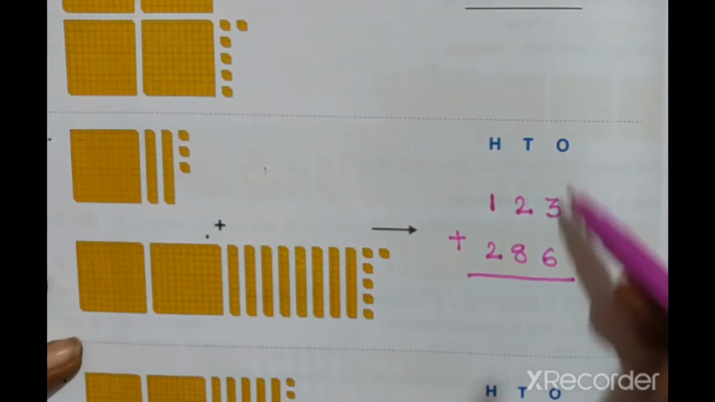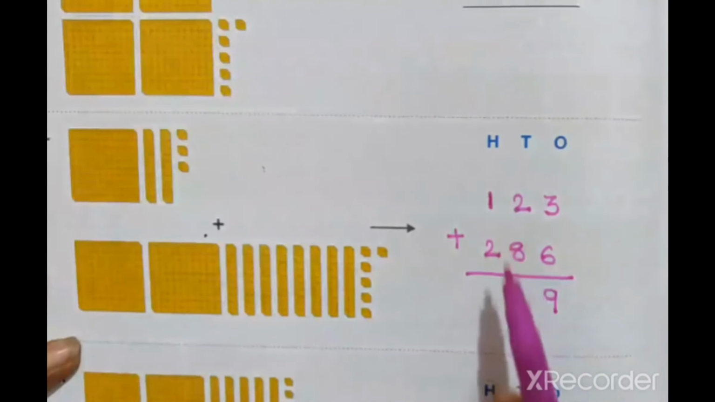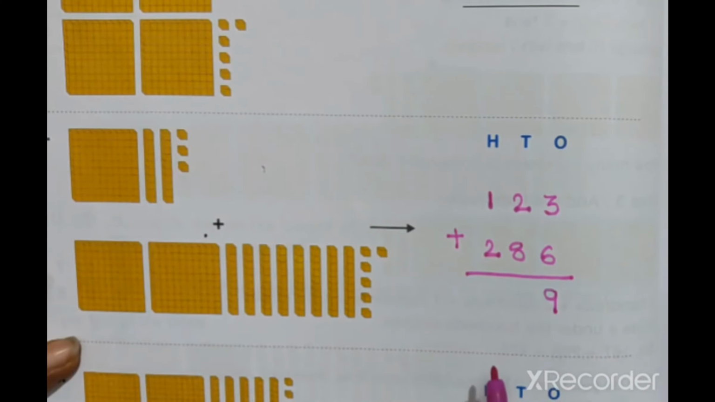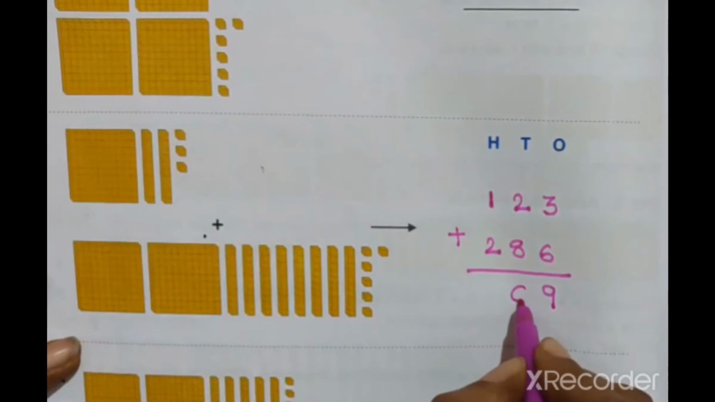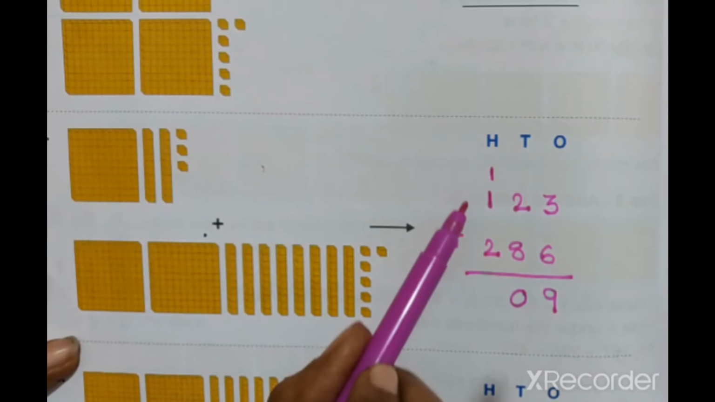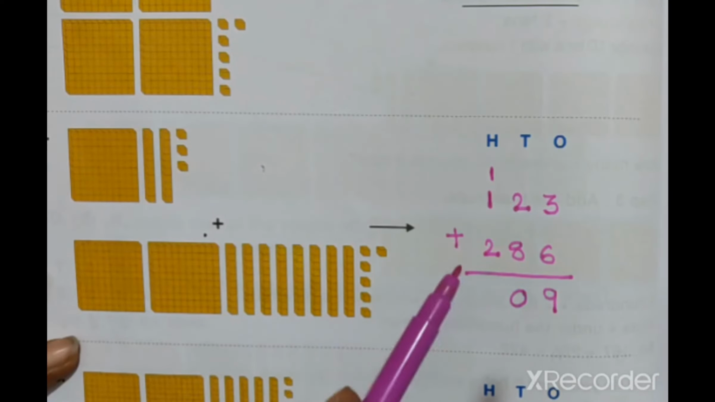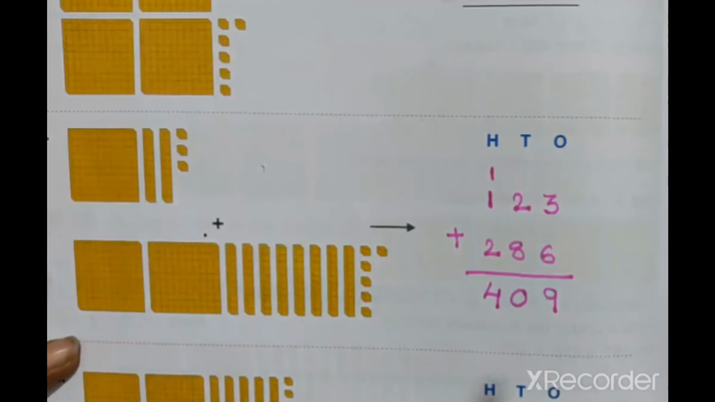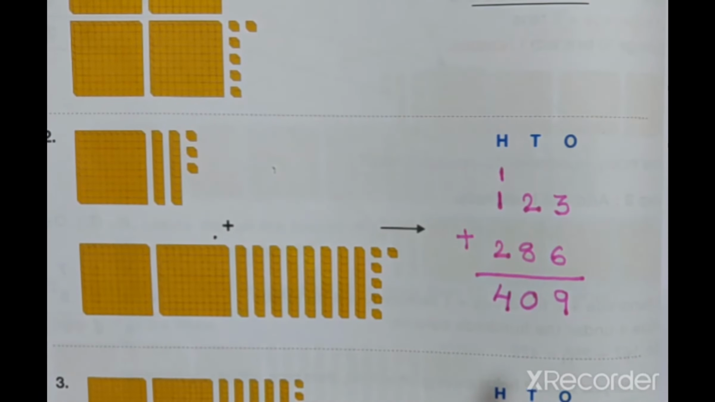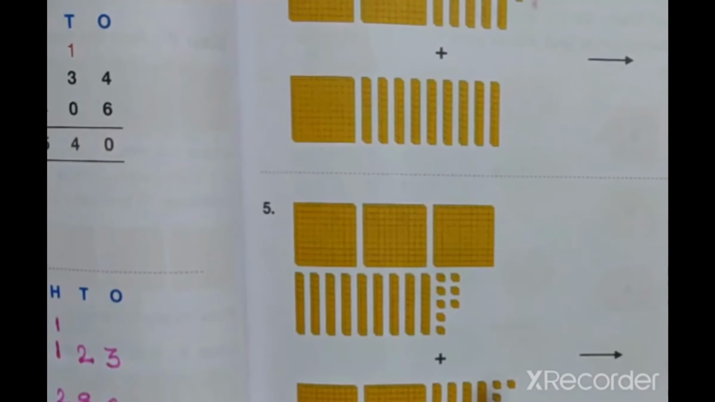Start adding from the ones column. 3 plus 6 is 9. 2 plus 8 is equal to 10, but we cannot write a 2-digit number here, so we need to carry over 1. So we will write here 0 and 1 is carried. Now we will add this 1 in the hundreds column. So 1 plus 1 is equal to 2, and 2 plus 2 is equal to 4. Like this, solve the remaining questions of page number 72 and also solve page number 73 in your maths textbook.